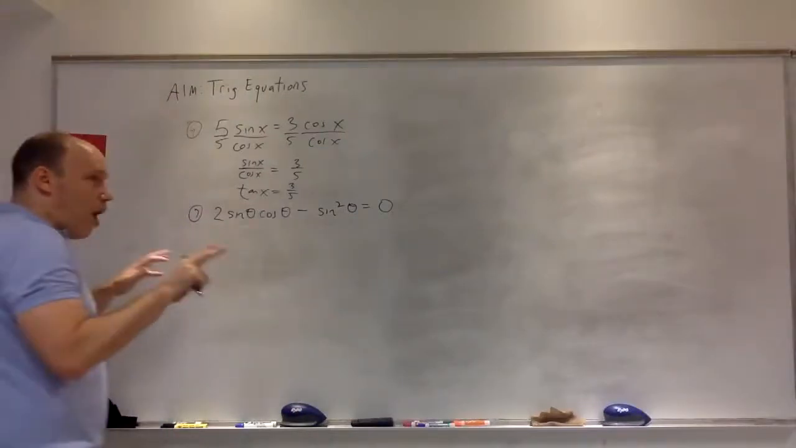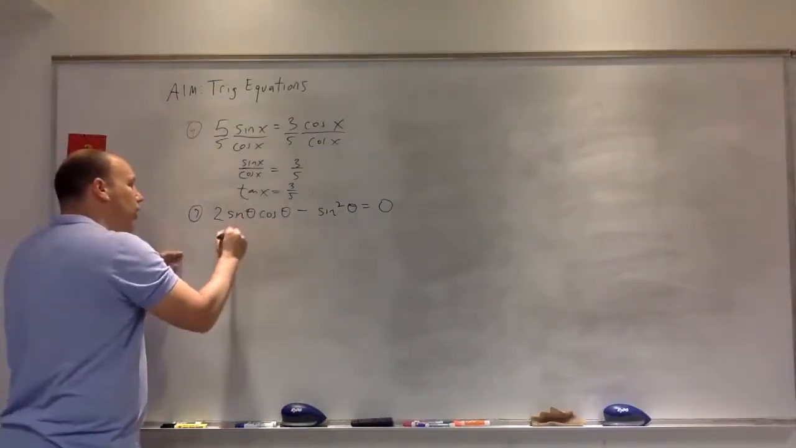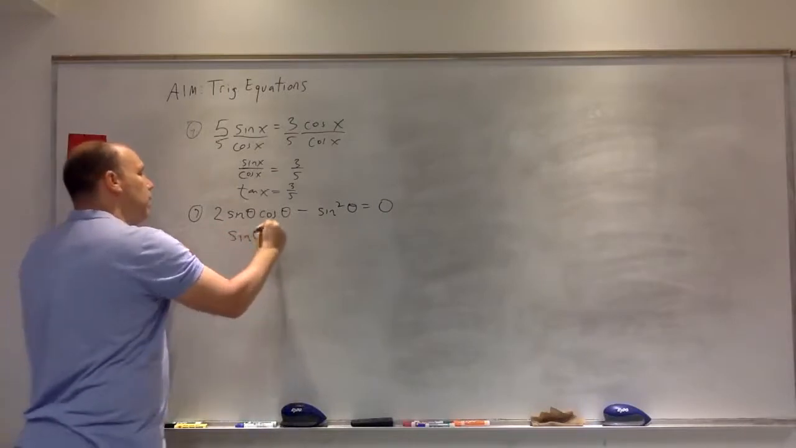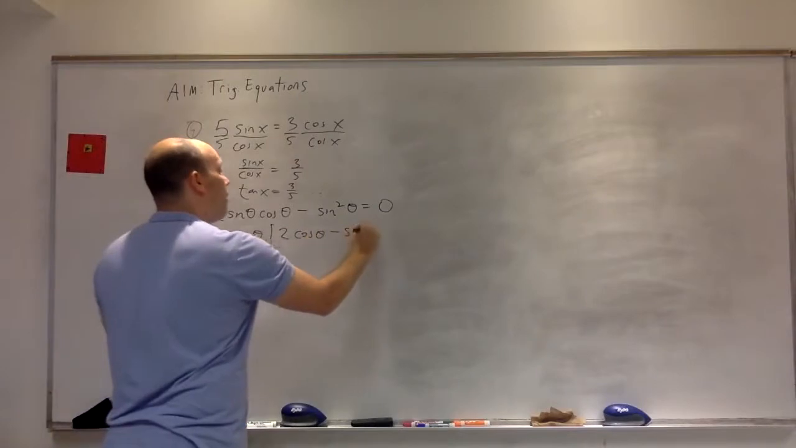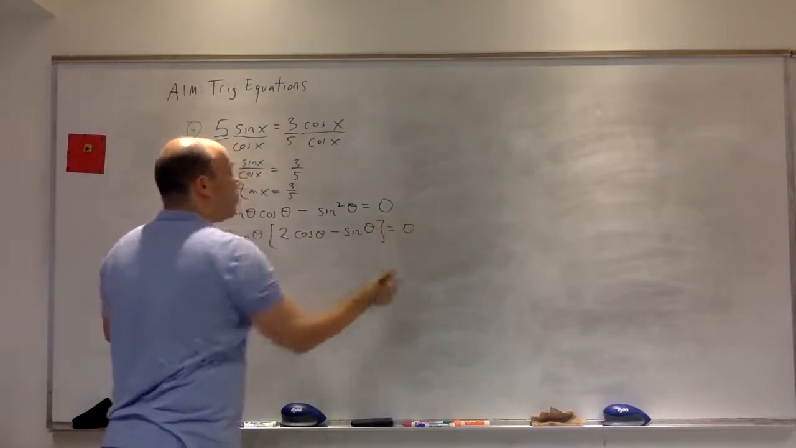If I can factor, I'm in good shape. So you know what? Let's factor out a sine theta. And what we're left with is 2 cosine theta minus sine theta equals 0.